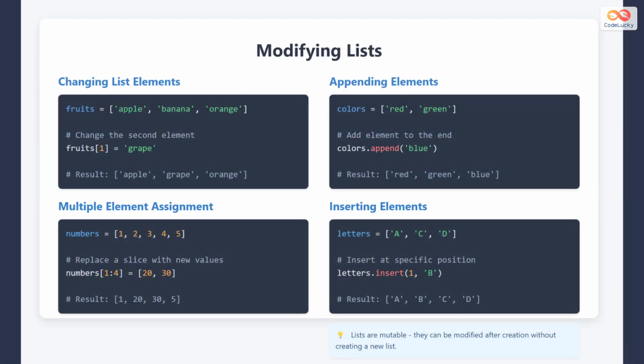Lists are mutable, which means you can change their elements after they have been created. You can change list elements by assigning a new value to a specific index. You can also assign multiple new values using slicing. Appending elements adds elements to the end of a list. Inserting elements inserts an element at a specific position.